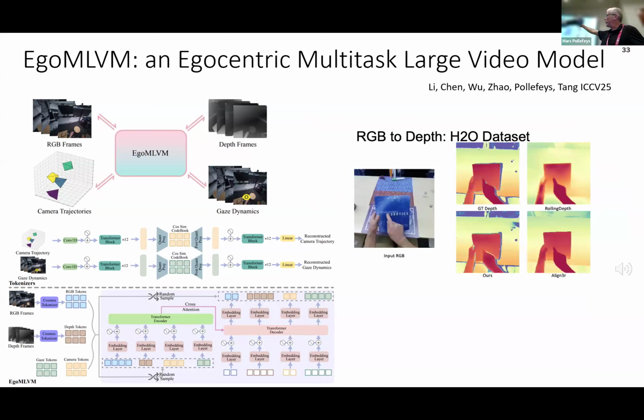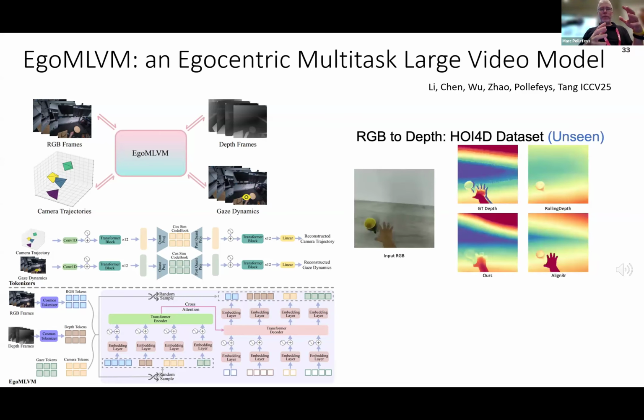The key thing is that, for example, from the RGB frames, we learn to predict the depth, but also the gaze and the camera trajectory, and all those things can be cross-predicted. So this is really a model for egocentric actions, quite powerful and quite useful.